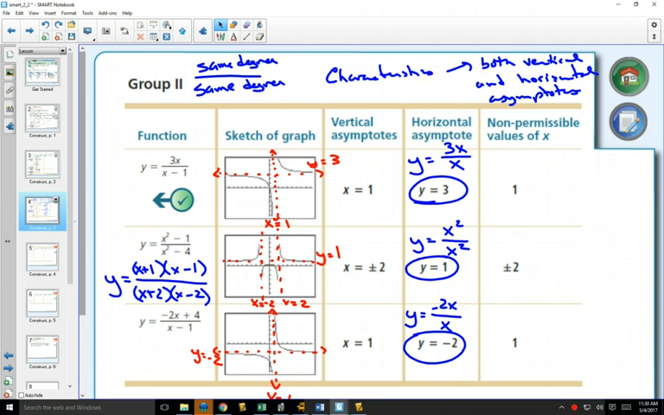So that's the idea behind the horizontal asymptotes. What happens when x goes to positive infinity? What happens at the end behavior as x goes to negative infinity?